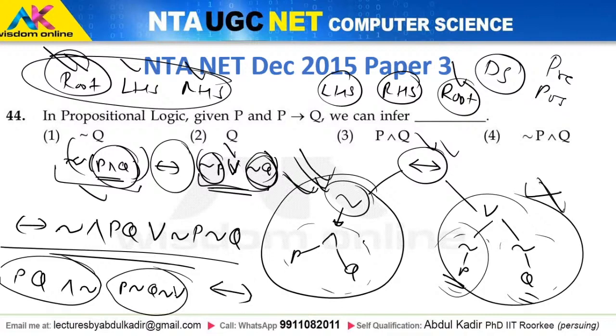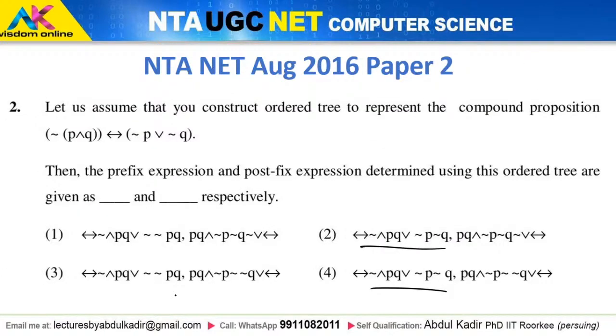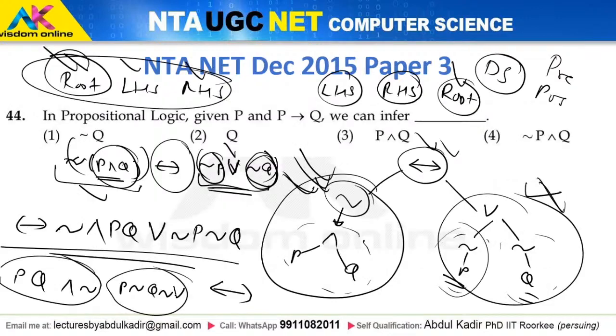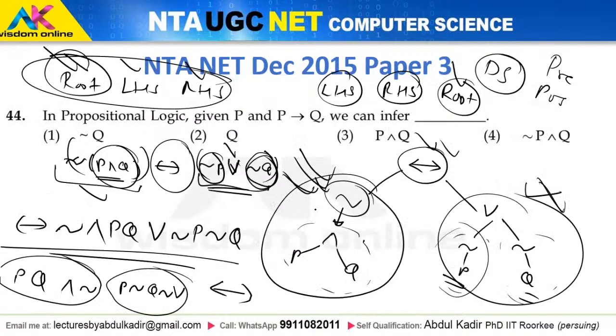So this is your answer: P Q and, negation. So the answer will be P Q and negation, P negation Q, and so on. Yes, so the answer will be option 2. You can just check it out. The answer will be option 2.